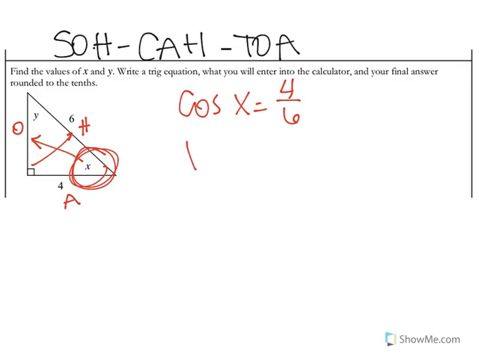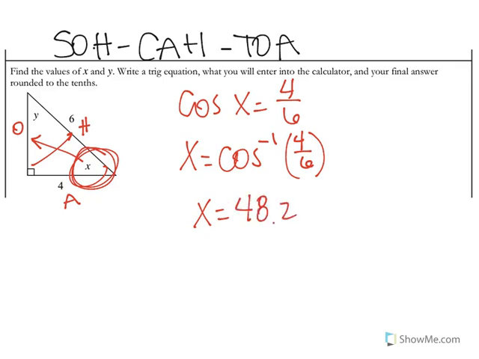To solve, you have to do inverse cos. X equals inverse cos, or second cos, of 4 over 6. Throw that in your calculator, and I get x equals 48.2 degrees.